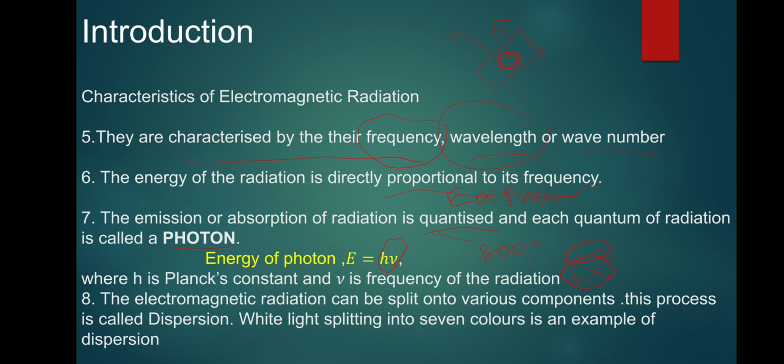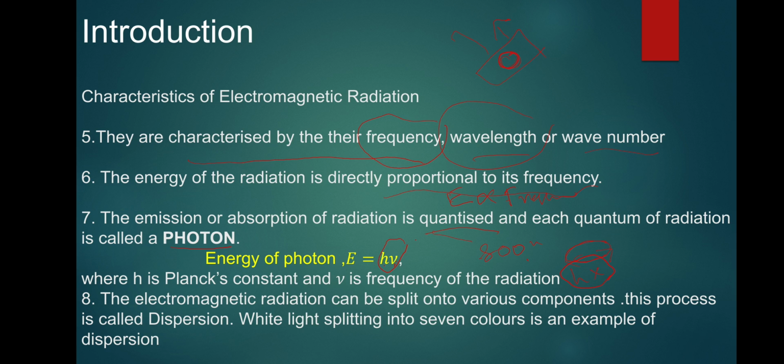Then electromagnetic radiation can also be split into various types. Electromagnetic radiation is divided into various radiations based on frequency or wavelength. A set of wavelengths we call by one name. For example, visible light. Ultraviolet radiation is another set of radiation. Infrared radiation is another set. Those classifications we make based on the wavelength or frequency. That is what it is characterized by: frequency, wavelength or wave number.